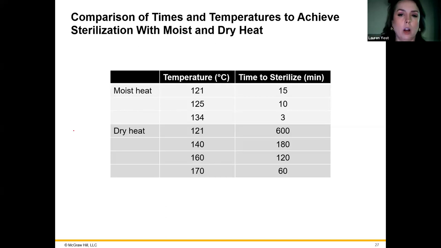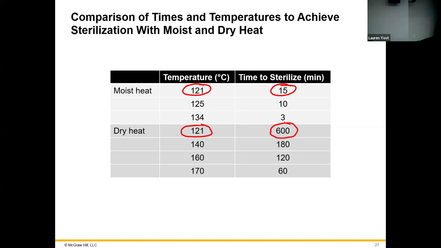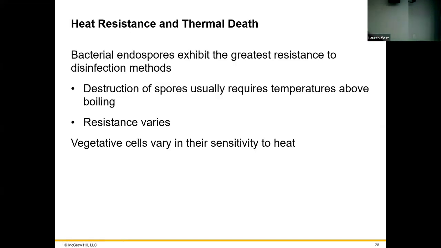All right, here is an example comparing the two. If you wanted to treat something with moist heat at 121 degrees Celsius, you'd only need to expose it for 15 minutes. If it was dry heat at the same temperature, 121 degrees Celsius, you would have to expose it for 600 minutes, which is 10 hours. That's quite the difference. Put something in an oven for 10 hours? I don't want to. That sounds awful.